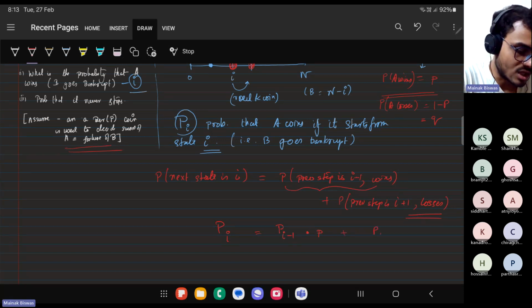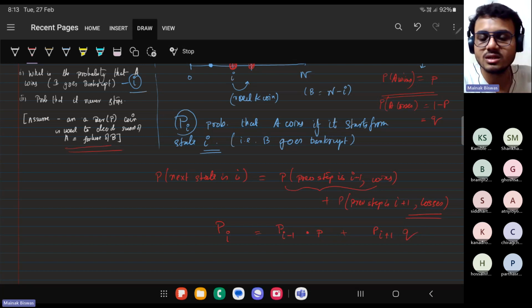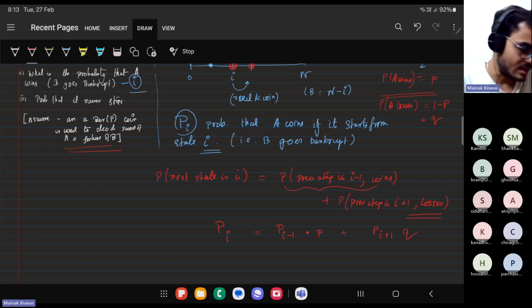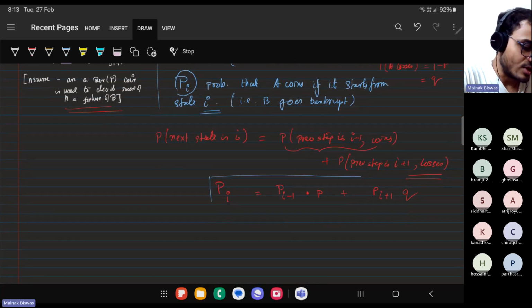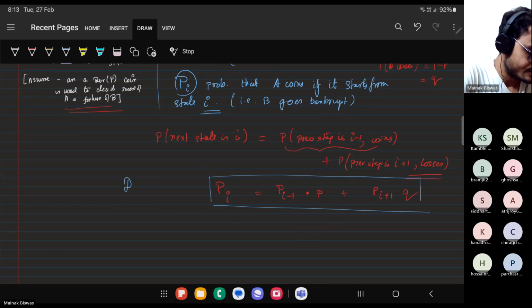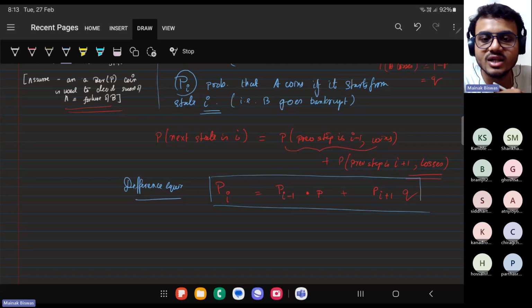Similarly, if you start from i plus 1 and you come back to i, that means you have lost. That is probability 1 minus p, or you can write it as q. Any doubt in this equation? I guess this is clear. So now this is known as a difference equation, where you write P of i in terms of i plus 1, or all the integers. So you can write it in terms of integer numbers.